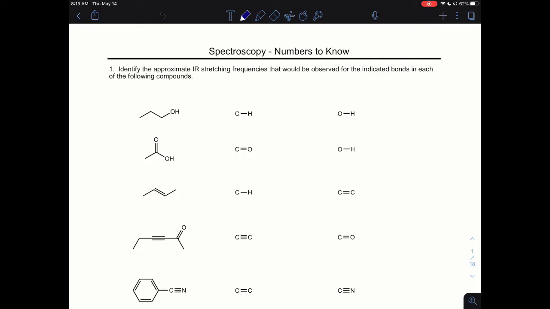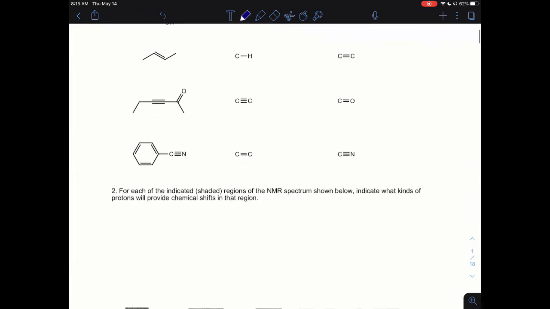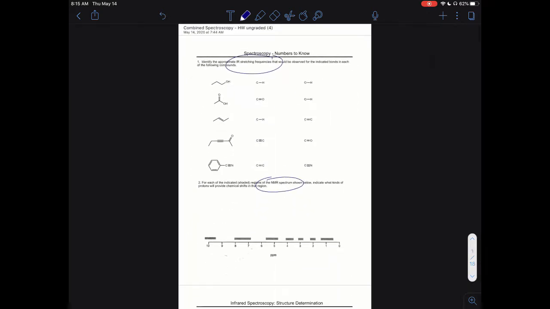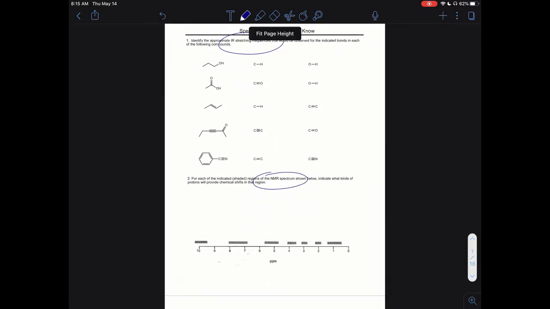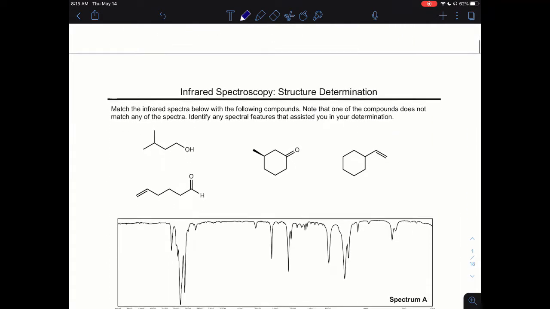I'm going to run through some of the problems from your problem set in this video. You'll notice this video has IR and NMR in it, and that is because we will typically use data from both of these instruments when we are characterizing molecules in lab. So make sure you review the numbers that you should know for the typical IR stretching frequencies and NMR chemical shifts before you move on to the rest of the problems in this problem set.